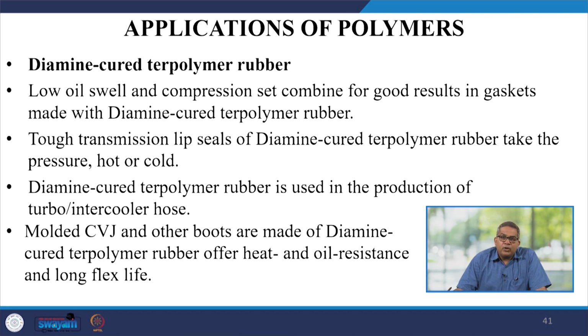Diamine cured terpolymer rubbers. These have low oil swell and compression set combined with good results in the gasket made with the diamine cured terpolymer rubber. Tough transmission lip seals of diamine cured terpolymer rubber take the pressure hot or cold. Diamine cured terpolymer rubber is used in the production of turbo intercooler hose. Molded CVJ and other boots are made of diamine cured terpolymer rubber, offering heat and oil resistance and long flex life.